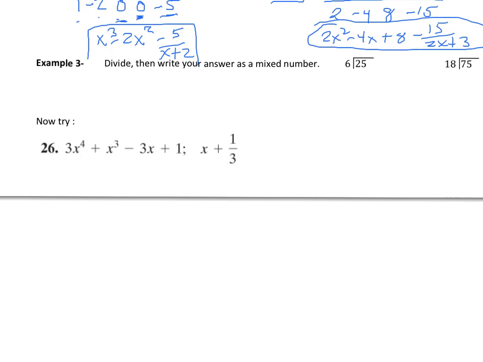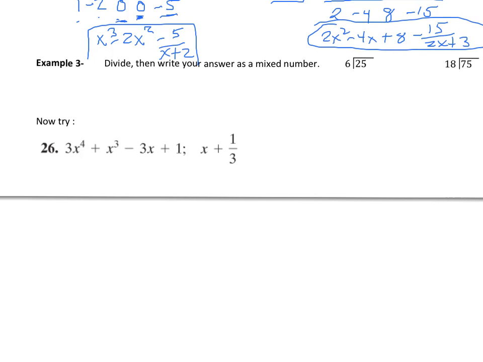Now they want us to divide and write your answers as mixed numbers. We're not going to worry about that. You guys are smart enough to figure that out, right? So let's try 26 here, this number 26, and then we'll move on to section 1-4.